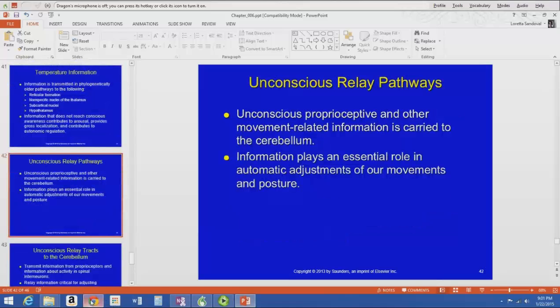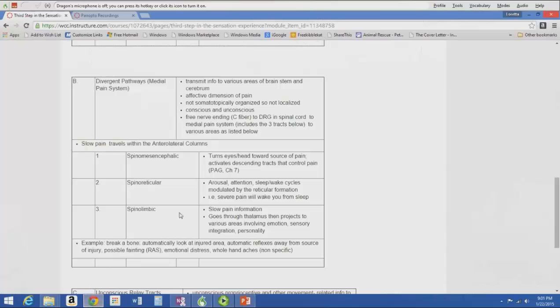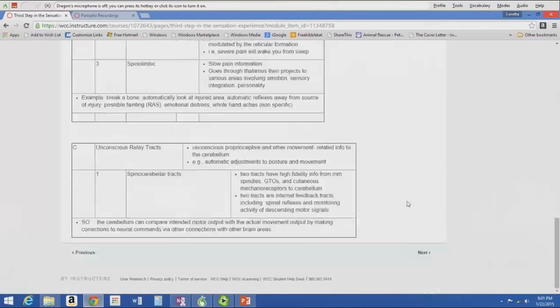Okay, so the last pathway that we're going to talk about, the last group of pathways, are the unconscious relay tracts. And yay, there's only one group of tracts in here. But this is the unconscious proprioceptive information and other movement related information that goes right to the cerebellum.